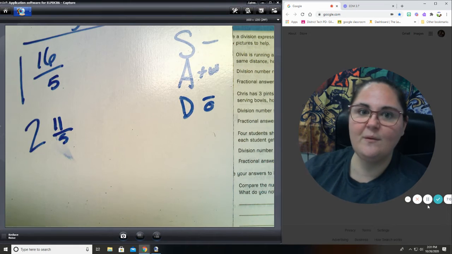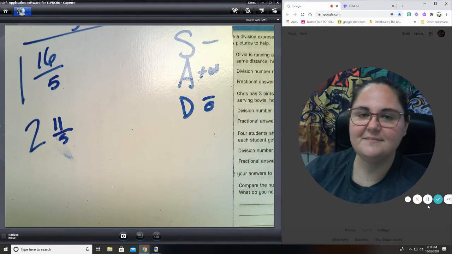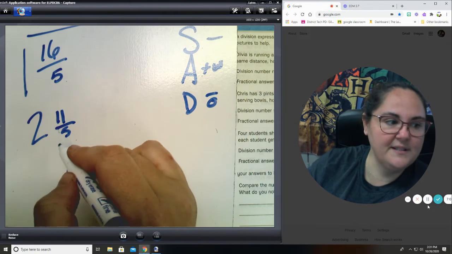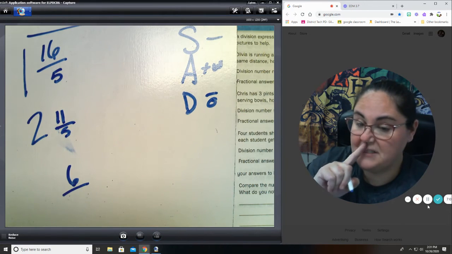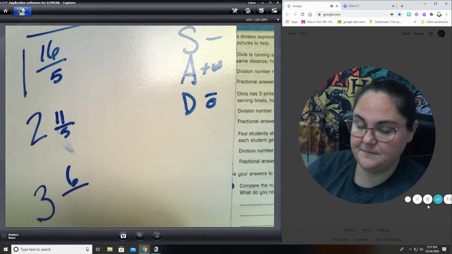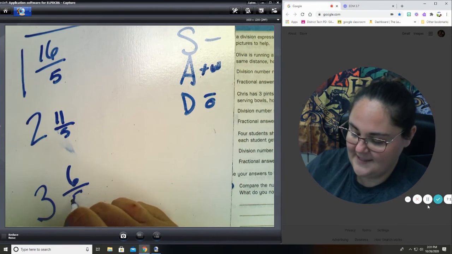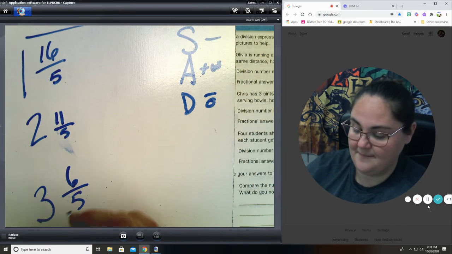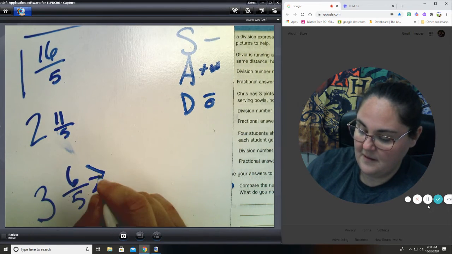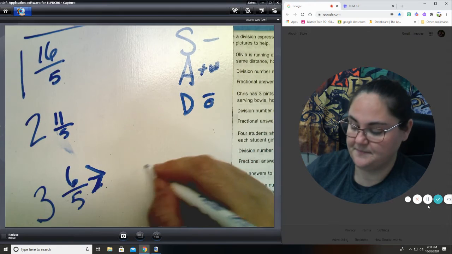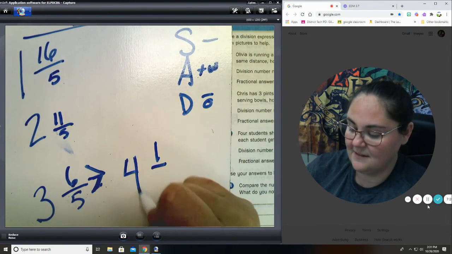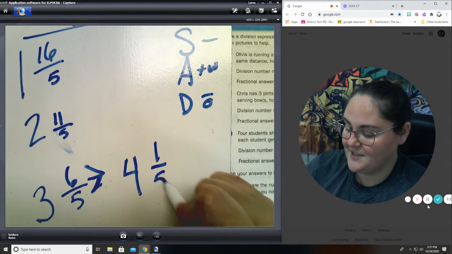11 fifths. I can do it again. What's 11 minus 5? 6. Add a whole. 1 plus 2, and my next whole would be a 3. Denominator stays the same. And guess what? I can do it one more time. What's 6 minus 5? 1. 3 plus 1 is 4. Denominator stays the same.